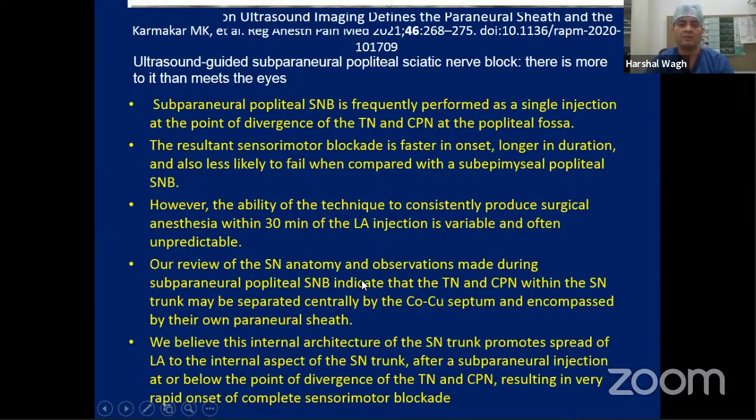Their review of the sonoanatomy and observations made during this subperineural popliteal sciatic nerve block say that the tibial nerve and the common peroneal nerve within the sciatic nerve trunk are also separated by a sheath, which they call the Compton Crovellar septum, and they are again encased by their own paraneural sheath. So what they're trying to say is that there may be a septum which extends from the bifurcation up to mid-thigh level. That might affect the block dynamics as well. But whether to give a single injection in the subperineural space or to give it separately between the two nerves is still under contention as far as I know.